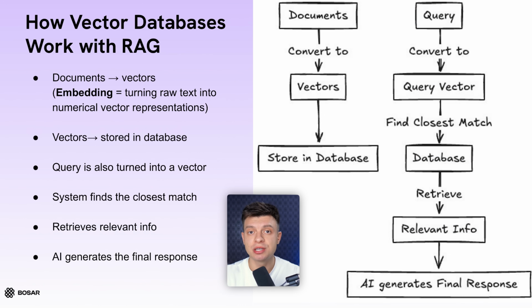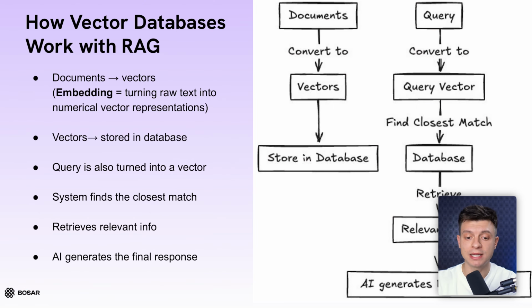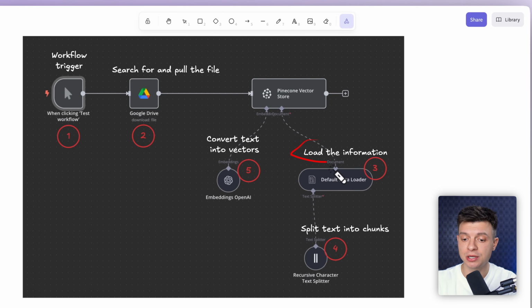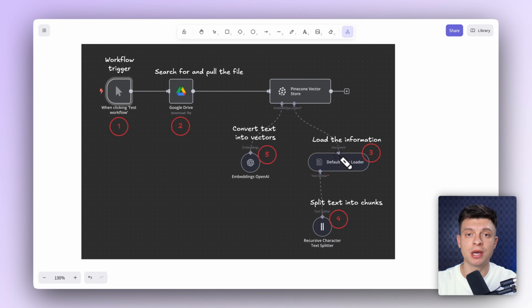Now, how do you actually get the data into a vector database? Let's break it down with our workflow in n8n, which we're going to build step by step in a moment, but this is how it actually works. So let's say you have some files in Google Drive. We are going to build a workflow that, once triggered, is going to search for a specific file in your Google Drive. Then during the next step here, it is going to load the information. So the data gets pulled in and it can be in JSON, text, or binary format.